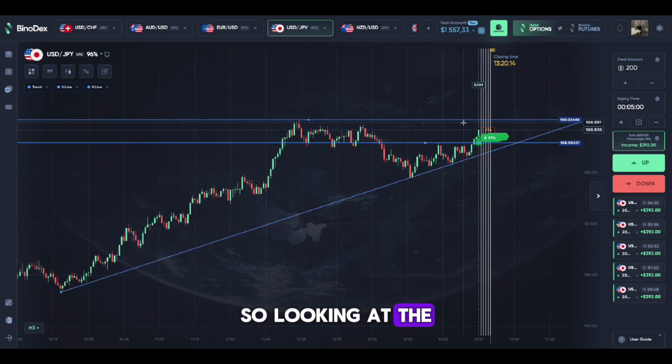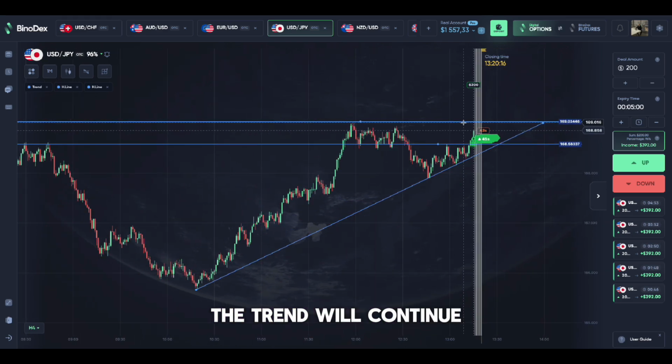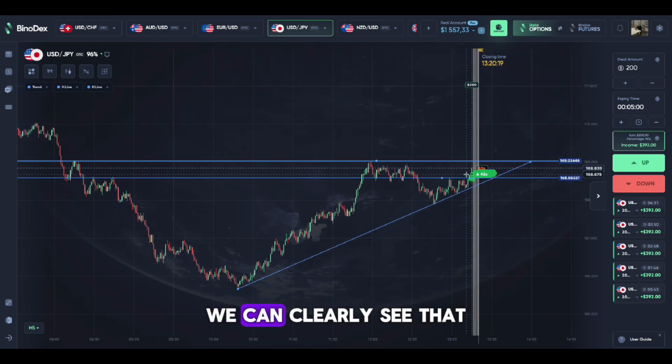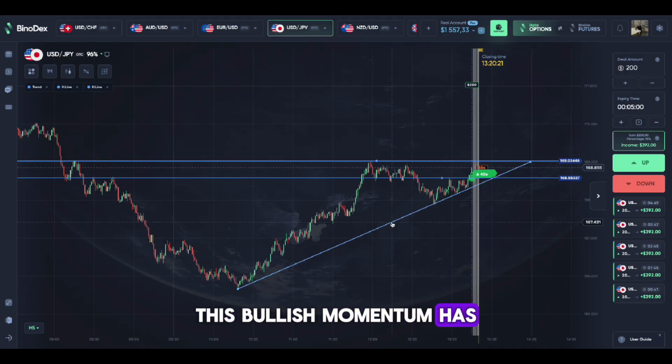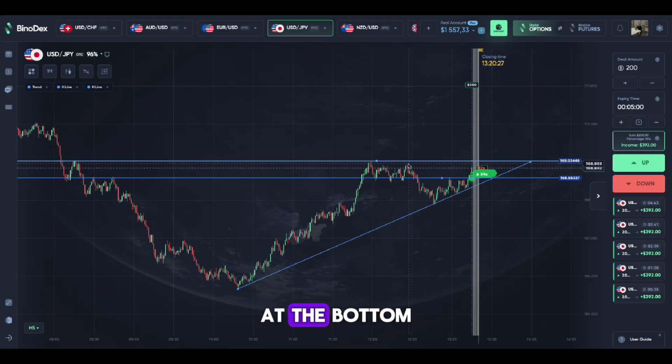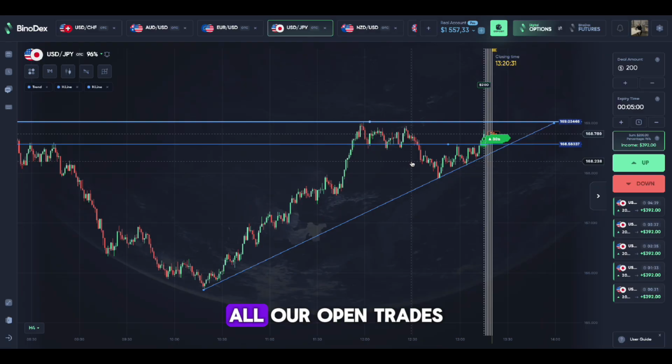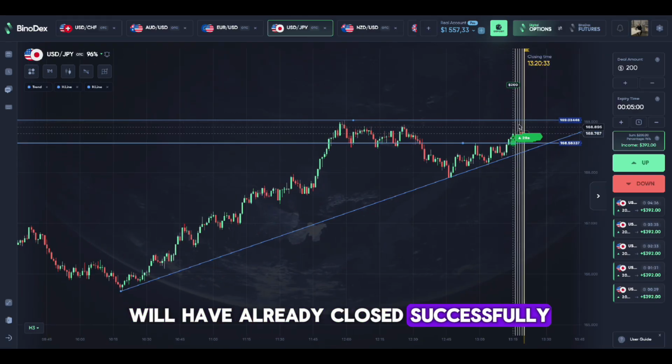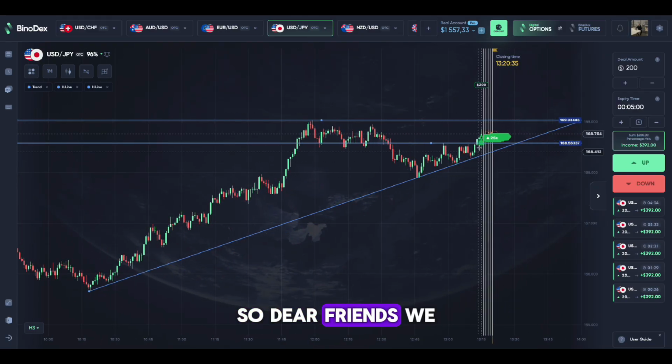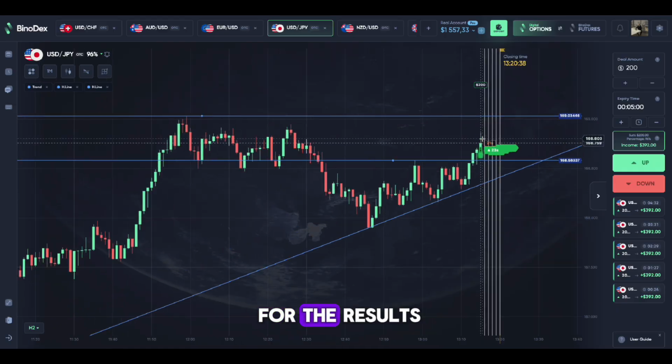So, looking at the bigger picture of the market, the trend will continue to be upward. We can clearly see that this bullish momentum has been consistently building up for quite a while already, and it can only bounce off this specific resistance level at the bottom. But I think that by the time the price actually reaches it, all our open trades will have already closed successfully. So dear friends, we are just going to sit back and wait for the results.